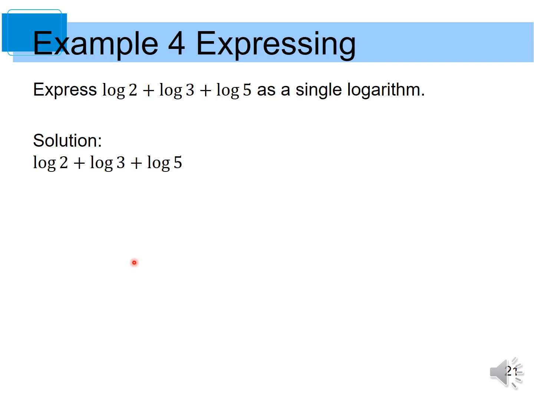And for the next example, express log of 2 plus log of 3 plus log of 5 as a single logarithm. So we have log of 2 multiplied by 3 multiplied by 5. So we have log of 30.